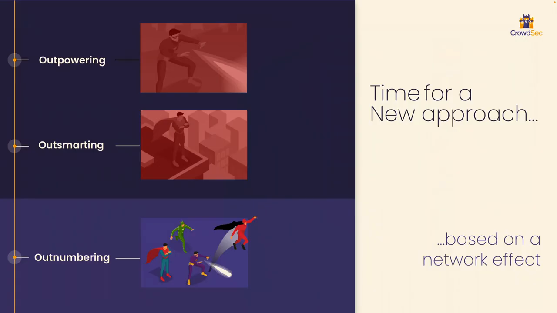Basically, it's time for a new approach because we tried outpowering the bad guys, didn't work. We tried outsmarting them, didn't work. Why don't we try to outnumber them? Because when you think of it, there are more of us than of the bad guys. So why don't we try and take advantage of that?